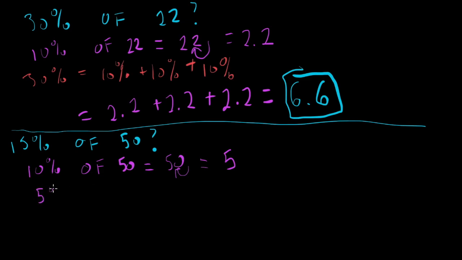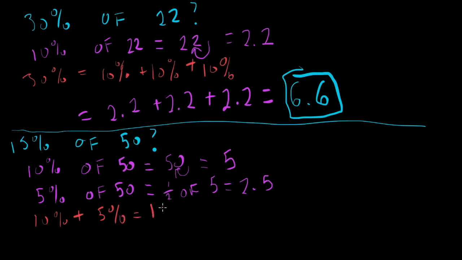Now we also do 5% of 50. Again, we know that 10% of 50 is 5. So we do half of 5, which is equal to 2.5. And then we have 10% plus 5% is equal to 15%. So that means we can say 5 plus 2.5 is equal to 7.5.